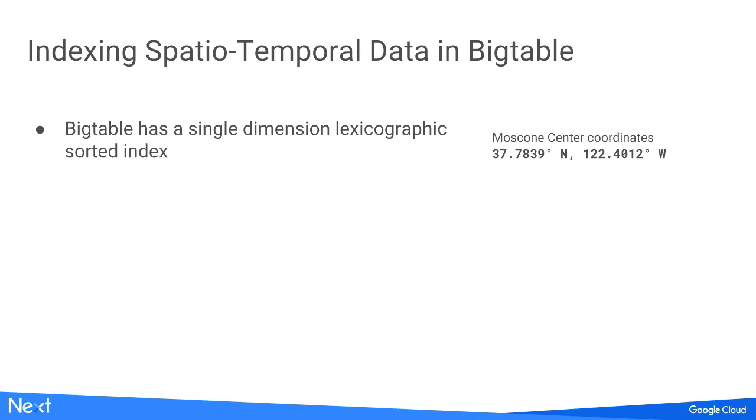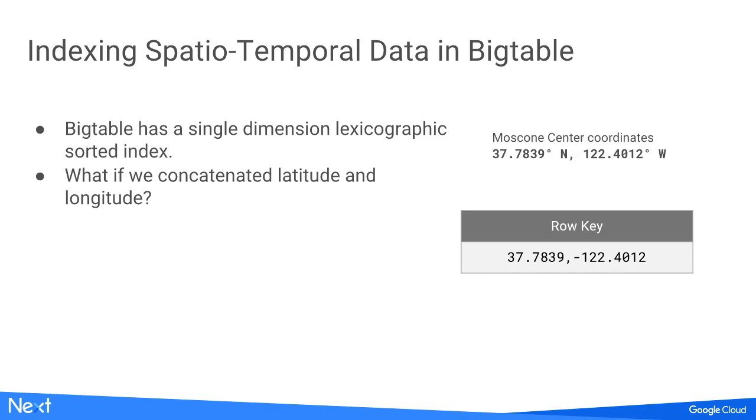Okay, so now we're going to deep dive into how you might index spatiotemporal data in Bigtable. So remember, Bigtable has one index. It's a lexicographically sorted key. As an example of what you shouldn't do, consider if you concatenated latitude and longitude. So your row key becomes what you see there. This is the Moscone Center's latitude and longitude, 37.7839, comma, -122.4012.